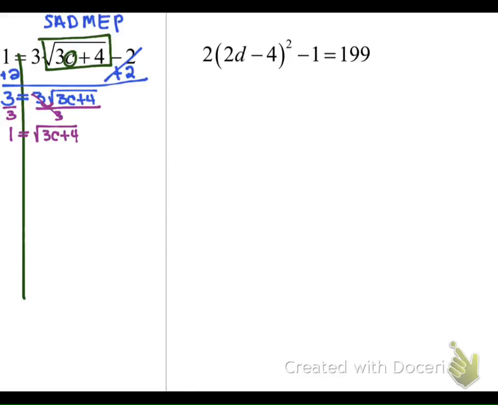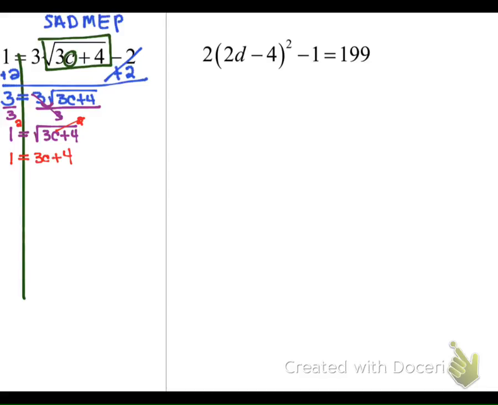Now my square root is by itself, so I'm ready to get rid of the square root sign. I do that by doing the inverse operation of square root, which is square. If I square one side of the line of equality, I must square the other. The square root and square cancel. And then on my left side, I'm going to simplify 1 squared, which will equal 1. And on the right side, I bring down my 3c plus 4.